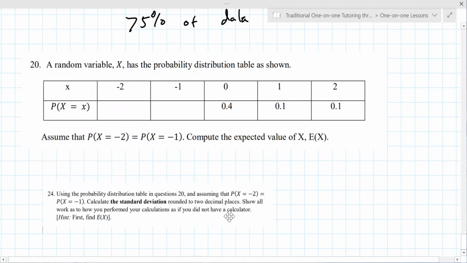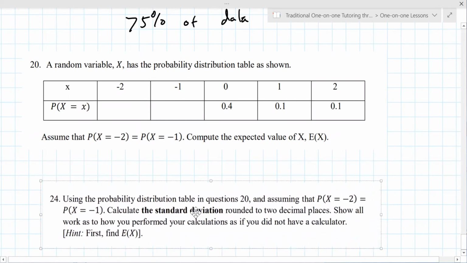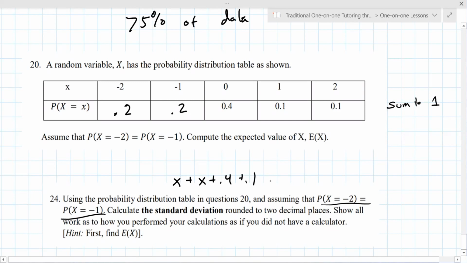All right, it says, assume that, okay, 24 is referring back to question 20. It's saying to figure these out. So this is 0.2 and 0.2, and I know that because these all have to add up. This row has to sum to 1, and it tells you that they're equal. If that's not clear, you would put X there: X plus 0.4 plus 0.1 plus 0.1 equals 1, and that leads you to X equals 0.2.